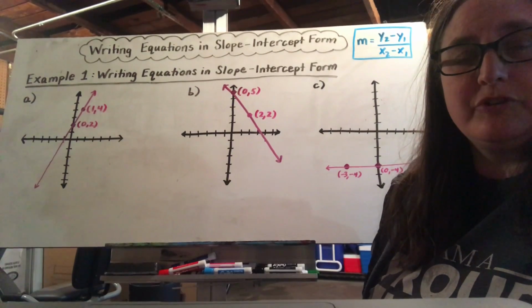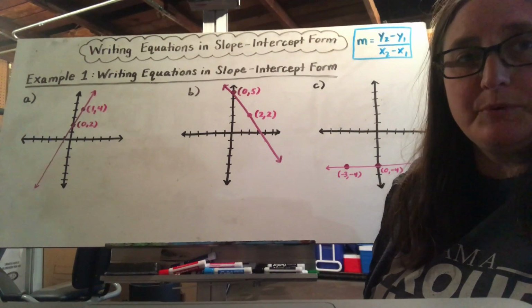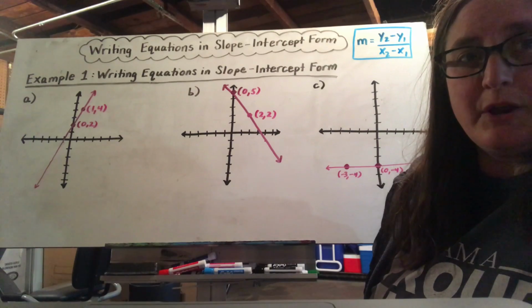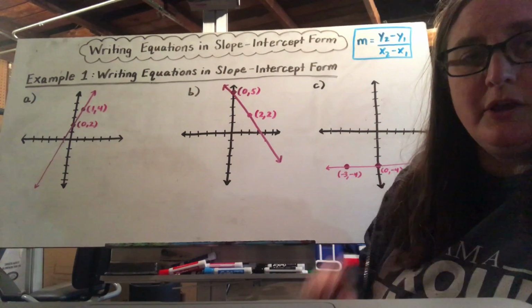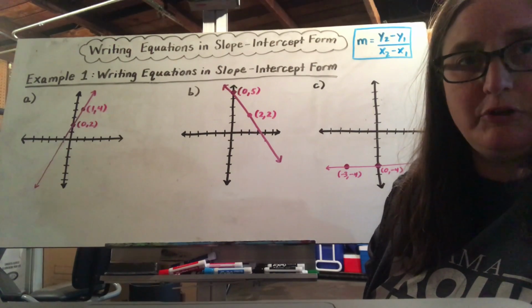This is writing equations in slope-intercept form. The first thing I'd like to do is review with you how we find the slope of a line. In order to do that, we need 2 points. You're going to designate one of the points as point 1 and one as point 2.